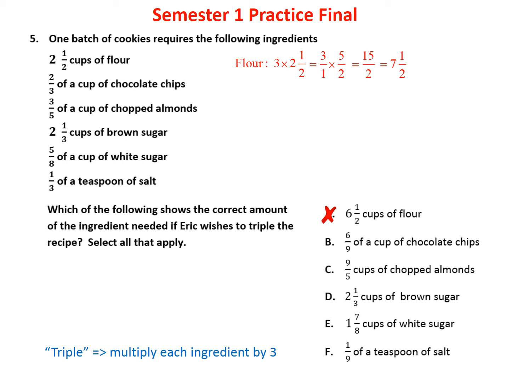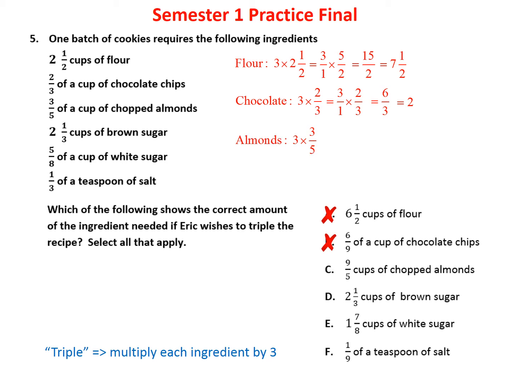So let's look at chocolate chips. Chocolate chips, 3 times 2/3. So that's the same as 3 over 1 times 2/3. And now we multiply across, 6 over 3, or 2 cups of chocolate. Again, we look at the answer B, and answer B is 6 over 9, which is not 2. So B is not an answer.